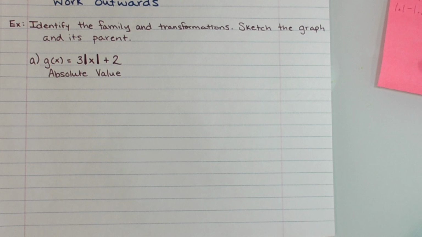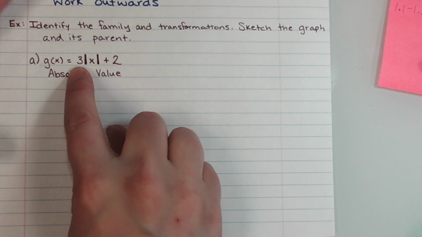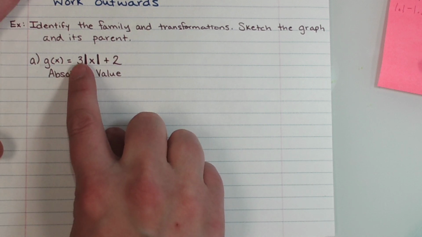Anything related to a number or a negative symbol is going to be a transformation that was put on the graph. Anything other than the parent, which for an absolute value function is f of x equals the absolute value of x, anything additional to that is a transformation. So in this one, there are two different transformations that have happened. One with the 3, one with the 2. Start with the 3 because it's closest to the x.